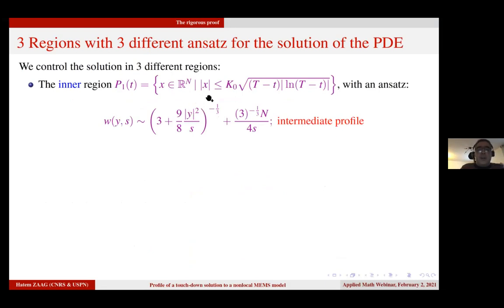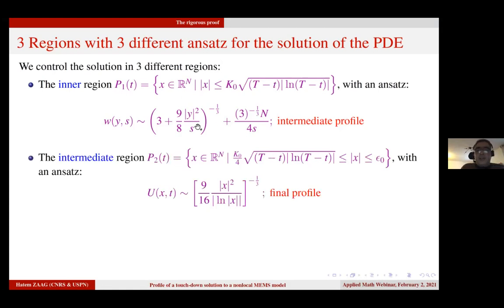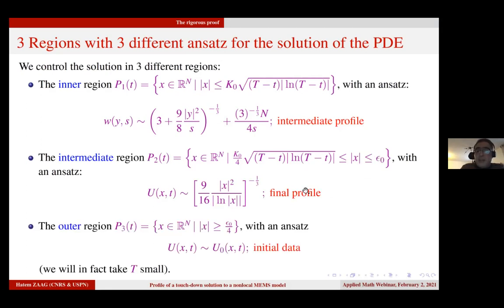The first region is inside this variable I mentioned many times, x divided by this. So when y is less than k0 square root of s, we will take this ansatz for the unperturbed equation. If we are in some intermediate region, we escape the place where this is valid, and we will go up to some x equal to epsilon 0. We'll say that u is close to the final profile, the cusp. The cusp is not a good approximation inside, but in this intermediate place, it's a good approximation. And outside epsilon 0, we'll simply take u0 as a good approximation for our solution.